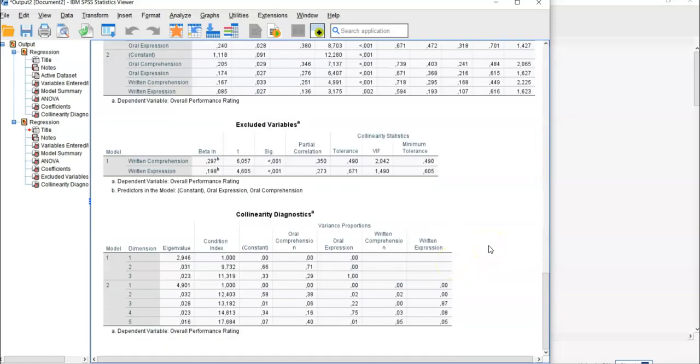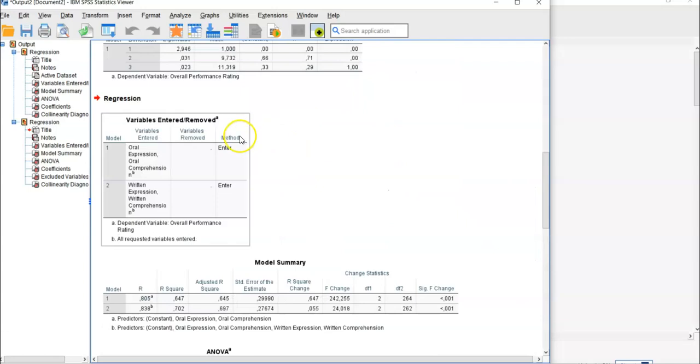Next time, I will show you how you can also conduct it with the stepwise method, which changes the model numbers. Thank you.